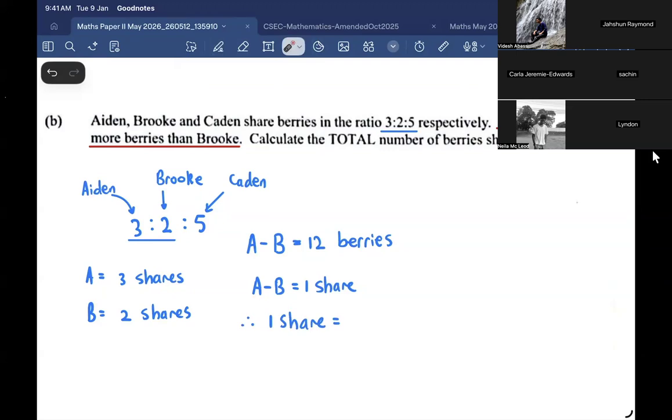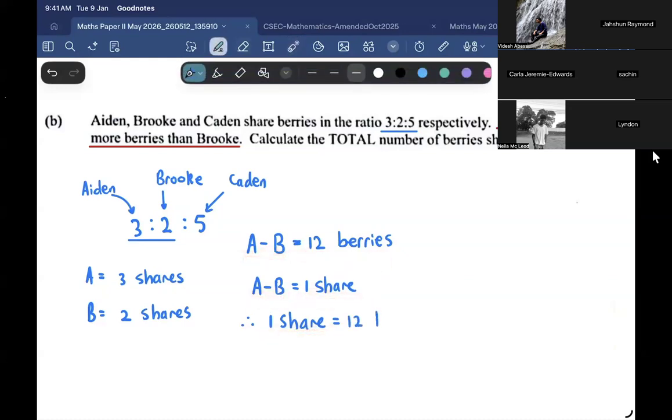So Sachin, the difference between Aidan and Brooke will always be how many berries? 12. And what's the difference in terms of shares between Aidan and Brooke? 1. So how many berries do you think one share would be? Would it be 12? Yeah, it would be 12 because A minus B is 12 berries and A minus B is one share. So then one share would be equal to 12 berries. Carla, that makes sense or no? Yeah, that makes sense. Yes, sir.